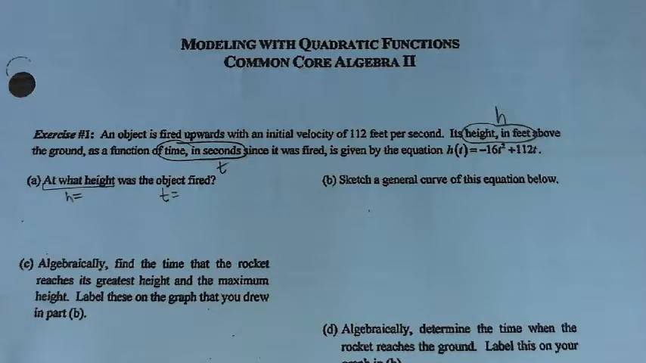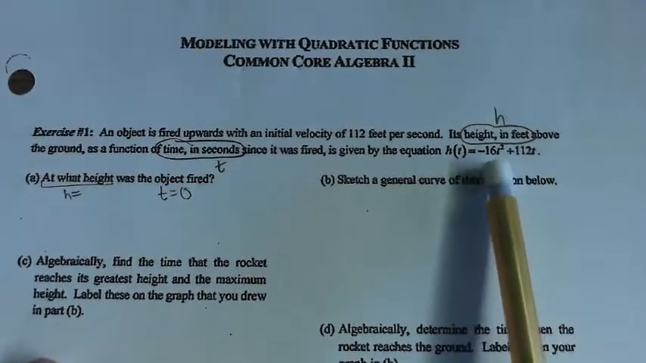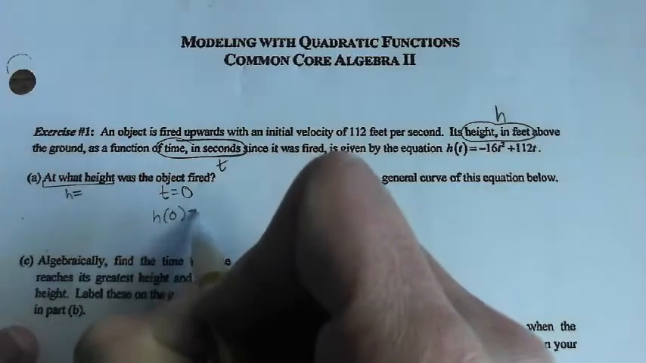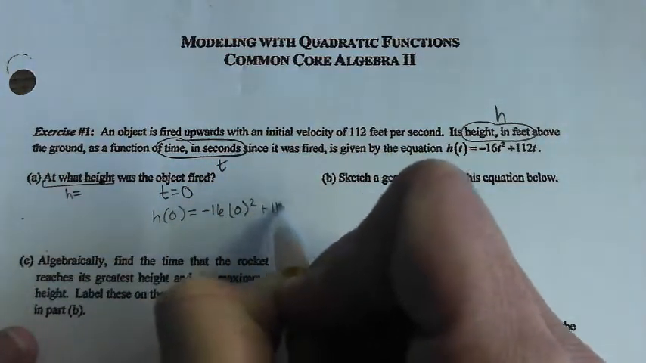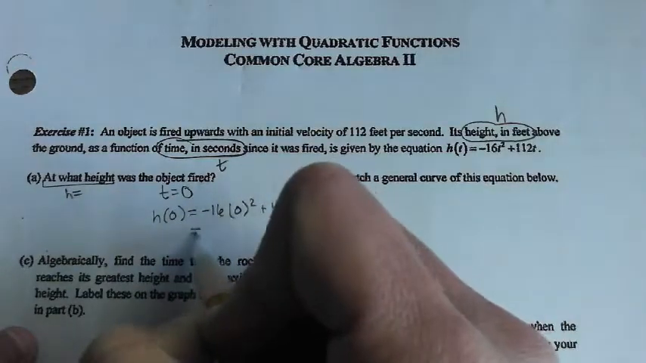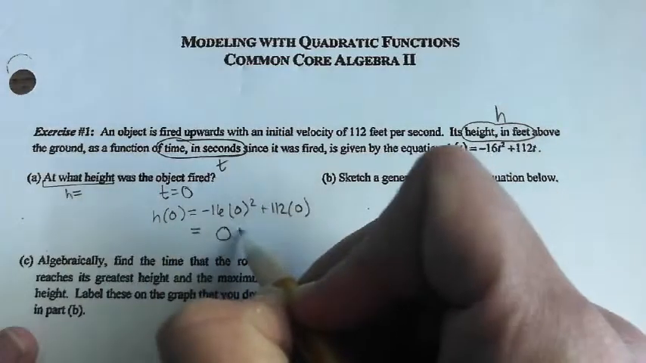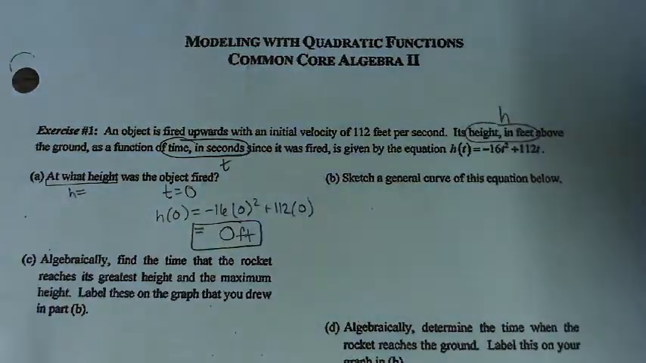0. They didn't give it to you on a silver platter, but we are human beings and we are smart enough to realize that 0 seconds have passed at the moment the object is fired. So we're just plugging in 0 as our T. So H of 0 equals negative 16 times 0 squared plus 112 times 0. What is the height? 0 feet. Okay, so it was fired from the ground.